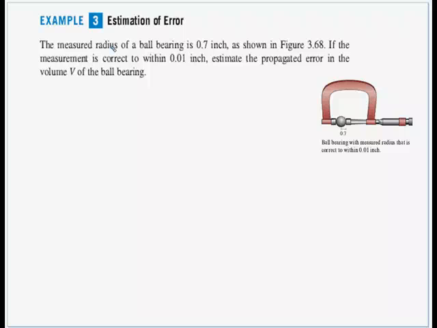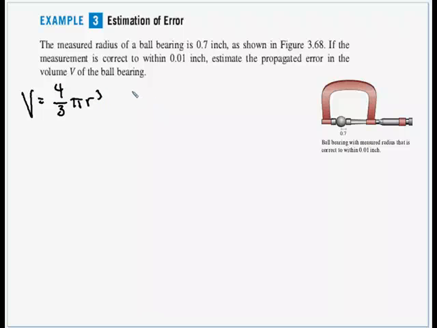Estimation of error. The measured radius of a ball bearing is 0.7 inches. So here in a pair of mics we've got a ball bearing of 0.7 inches as shown in the figure. If the measurement is correct within 0.01 inch, estimate the propagated error in the volume of the ball bearing. So, for a sphere, we have volume equals 4/3 pi r cubed.